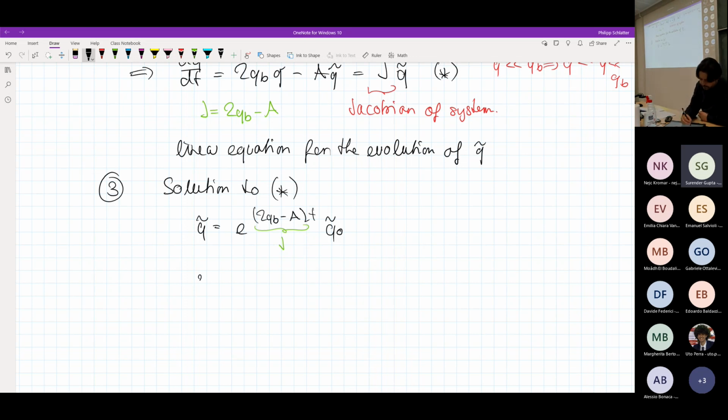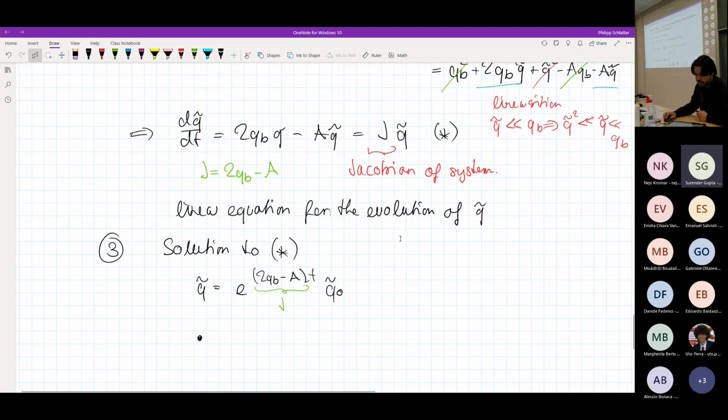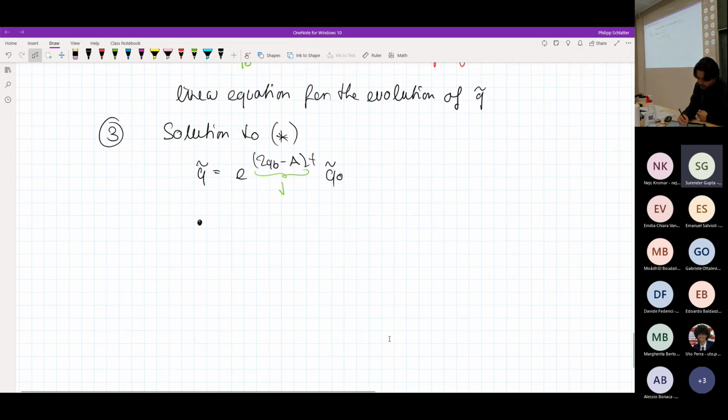And of course now for our little example, we actually had two different QBs. We had 0 and A as the two equilibrium points of the problem. So now we need to analyze those separately. The first base state was QB being 0, and there we can now write down the solution. Q tilde is e to the minus AT. So if I put in QB here, I just get e to the minus AT, Q tilde 0.